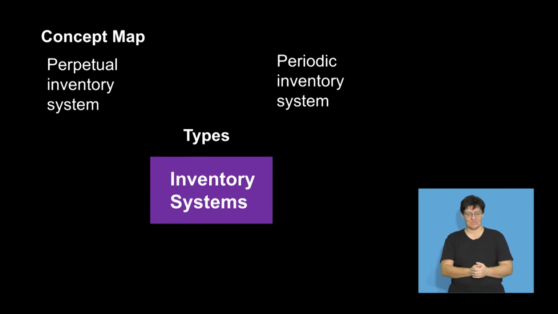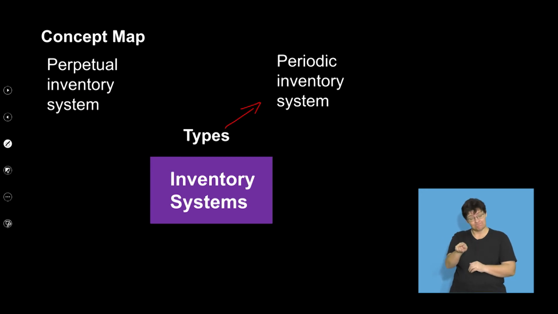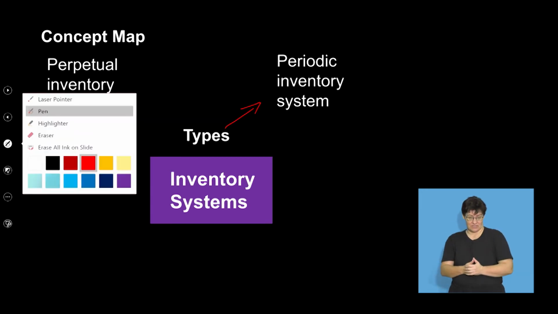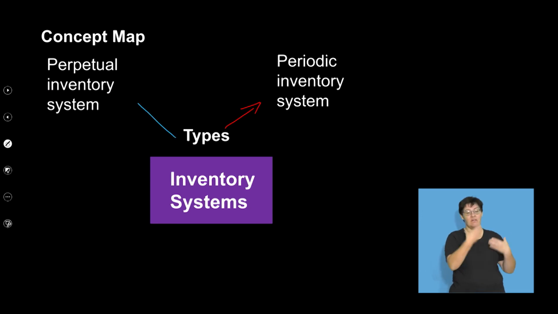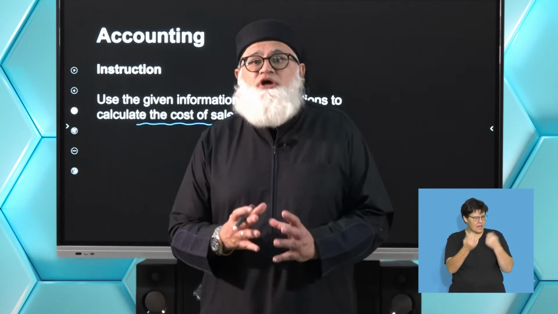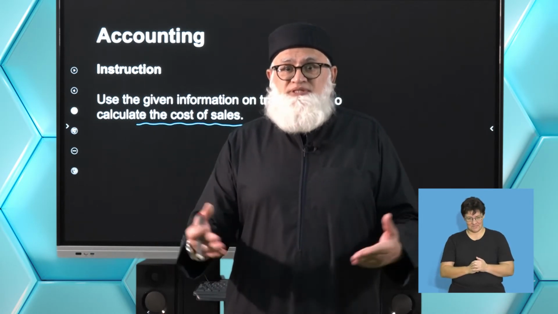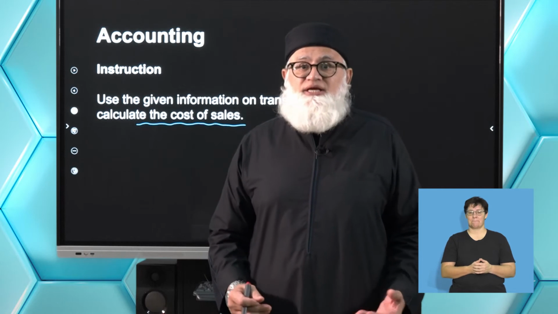Okay, quick recap. Remember, we're dealing with our two stock systems, and we said that when dealing with a periodic, the emphasis is on the purchases account, and when we're dealing with perpetual, the emphasis is on my trading stock account. Okay. The question says here, use the given information on transactions to calculate the cost of sales. So clearly, if the question says calculate the cost of sales, immediately it's giving you an indication that this business is using the periodic inventory system.